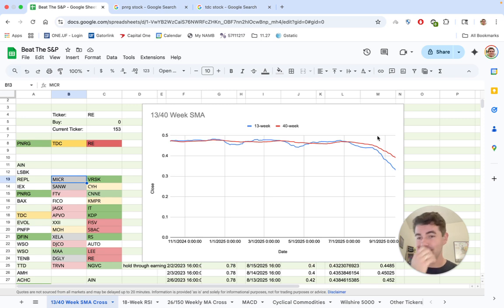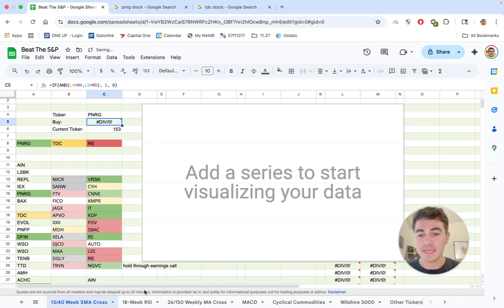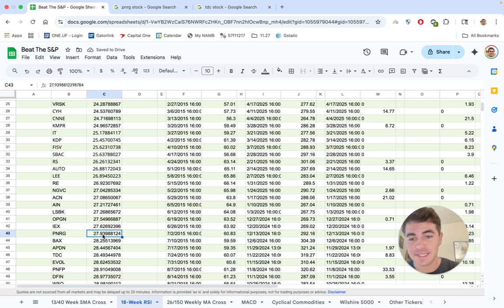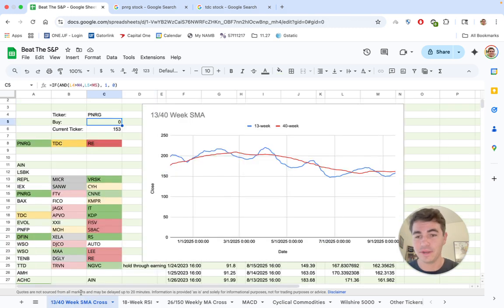So what tickers did this tell us to buy? Well, I have an example here of each one. So PNRG. PNRG, let's look for it here. PNRG has an RSI of 27.9.